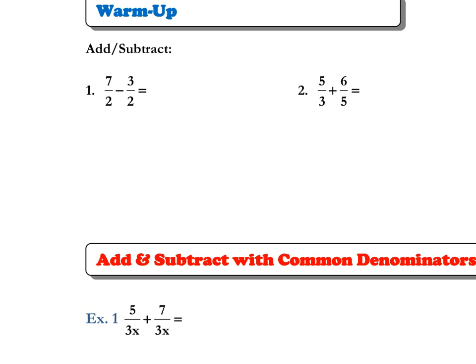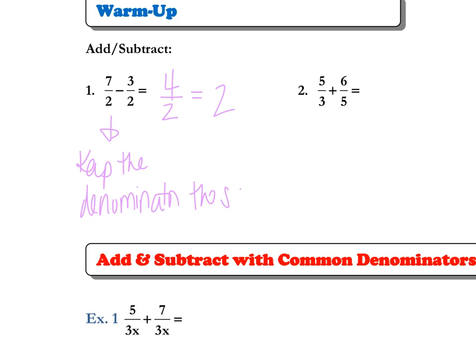So just to go over a little review, remember that when you're adding or subtracting fractions, you need a common denominator. So if you do have a common denominator, you just go ahead and subtract or add the numerators, whatever the operation is, and you keep the denominator the same. Okay, so once we have a common denominator, we just focus on the numerator.